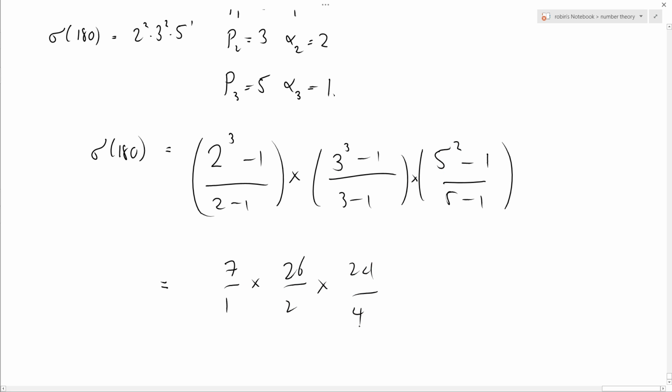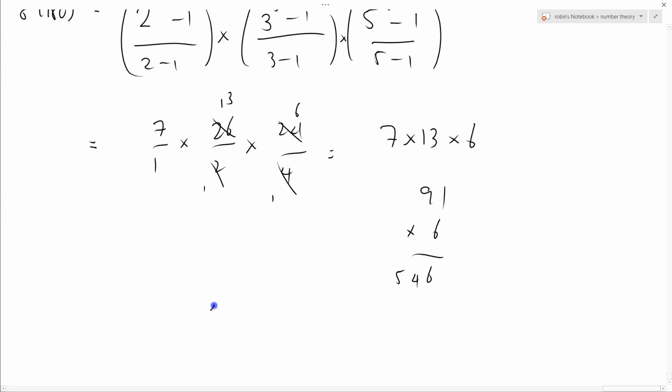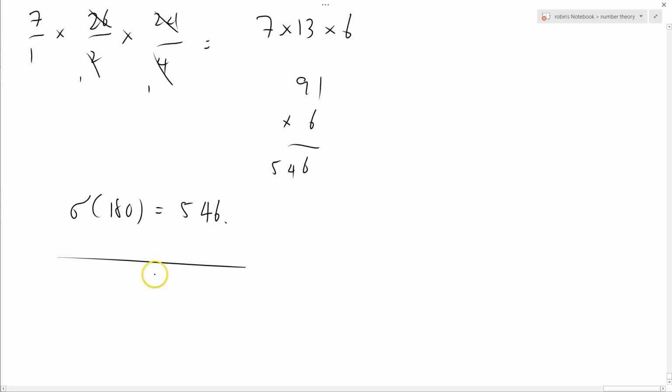Can we do any clever cancelling? Well, a little bit. 13, 1, 6. And so we've got 7 times 13 times 6. 7 13s are 91, times 6. 9 6s are 54, so 546. So sigma of 180 equals 546.